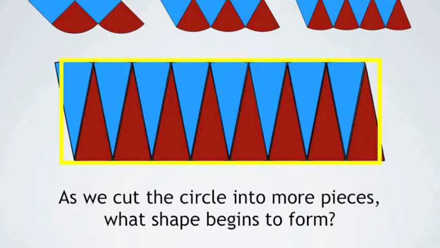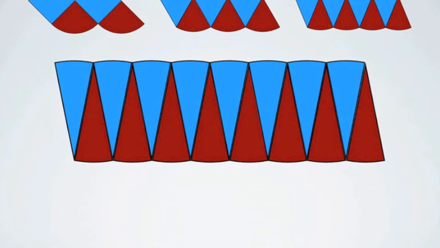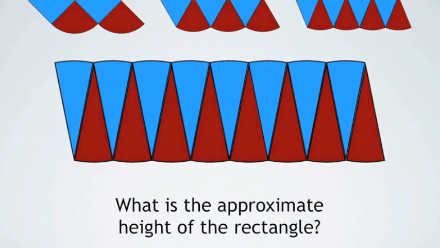It's almost a rectangle. If we keep cutting it up into more and more and more pieces, we'll eventually almost get a perfect rectangle. One of the things we need to find the area of a rectangle is its height. What is the approximate height of this rectangle? Well, you can see on the side, you've got a segment from the center of what was the circle to the edge. So the height is approximately the radius of our original circle.